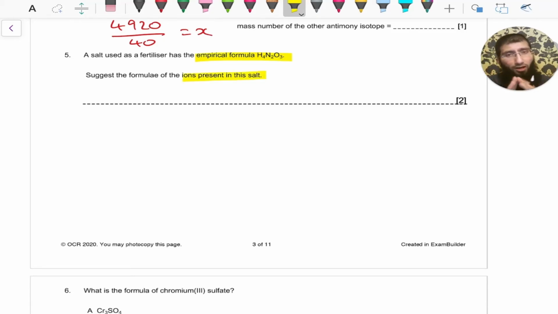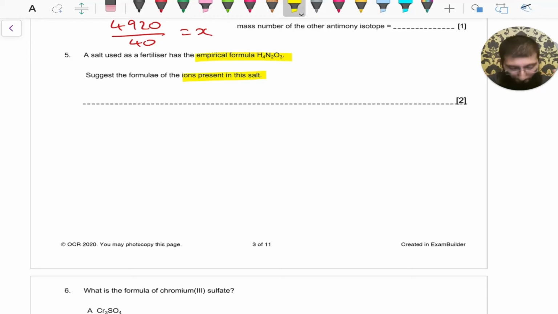Firstly, let's talk about what empirical formula means. It's the simplest whole number ratio of atoms of each element in a compound. It's the simplest whole number ratio. So H4N2O3 is our simplest whole number ratio of our fertilizer. We're asked to suggest the formulae of the ions present in this salt. Well, how are we going to do this?